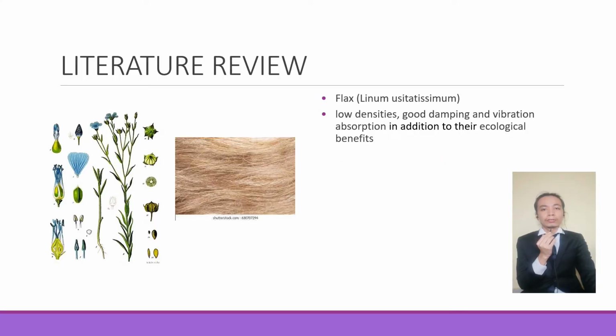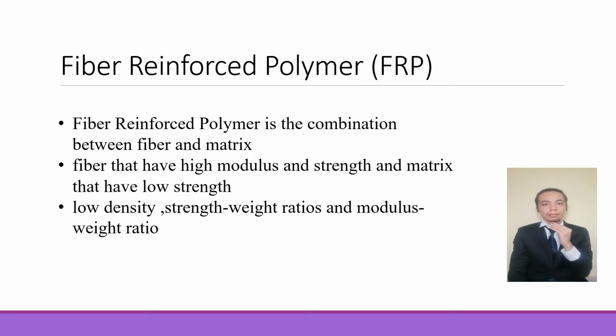Flax, also known as common flax or Linum usitatissimum, is a flowering plant that is one of the most widely used biofibers. The pictures at the left show the flax flowers and the right show the flax fibers. The characteristics of flax are low density, good damping, and vibration absorption. Flax fibers can also be used to make kitchen towels, tableware, and also automobile internal substrates.